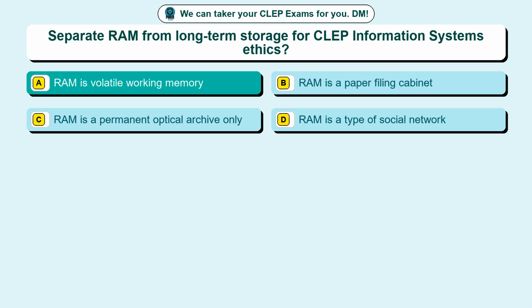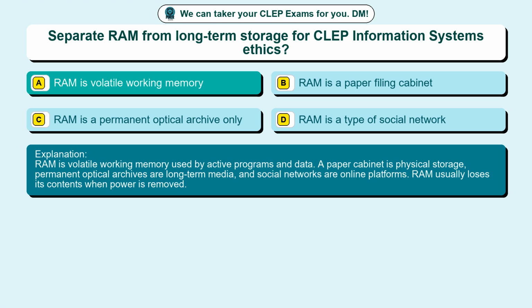The correct answer is option A. RAM is volatile working memory. RAM is volatile working memory used by active programs and data. A paper cabinet is physical storage, permanent optical archives are long-term media, and social networks are online platforms. RAM usually loses its contents when power is removed.